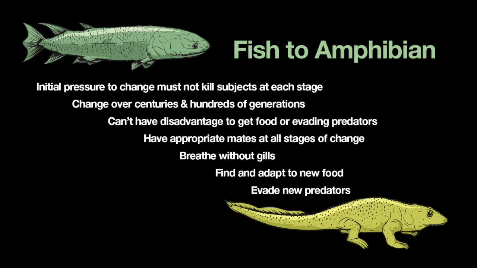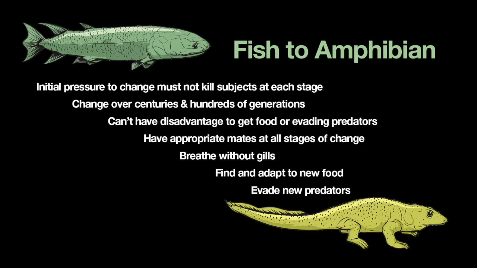And it can't have a disadvantage to get food or evade predators at any of those stages, otherwise it wouldn't survive and it wouldn't continue to evolve. And it has to have appropriate mates at all stages of change. It has to be able to, in the case of going from fish to amphibian, breathe without gills. So that would be a big anatomical change. And to find and adapt to new food and to evade new predators. So all of those would be necessary for evolving from fish to amphibian. And a lot of those principles apply to any kind of evolution.